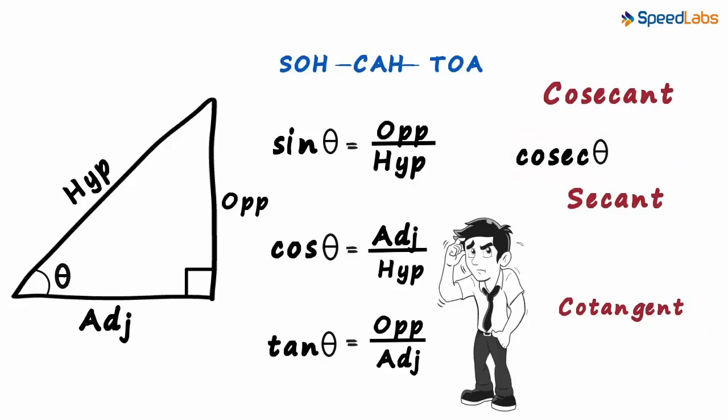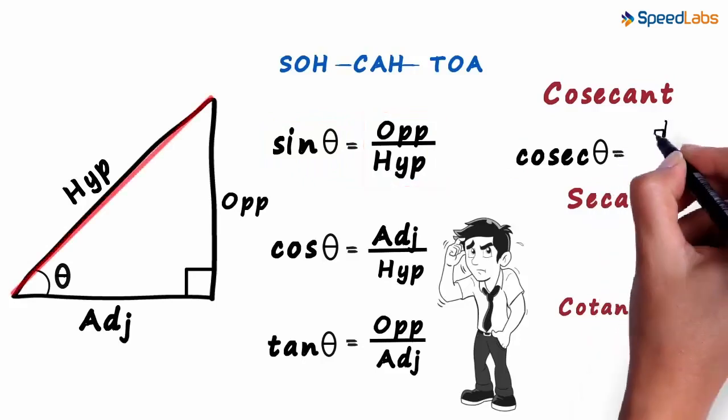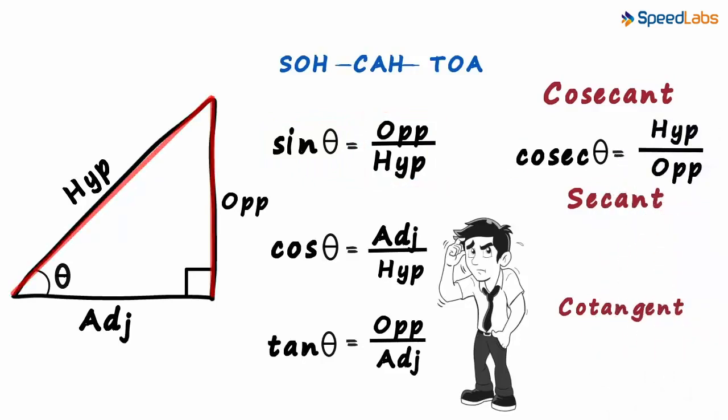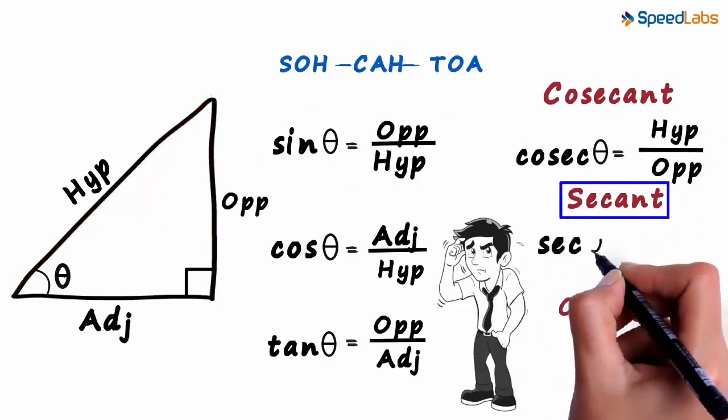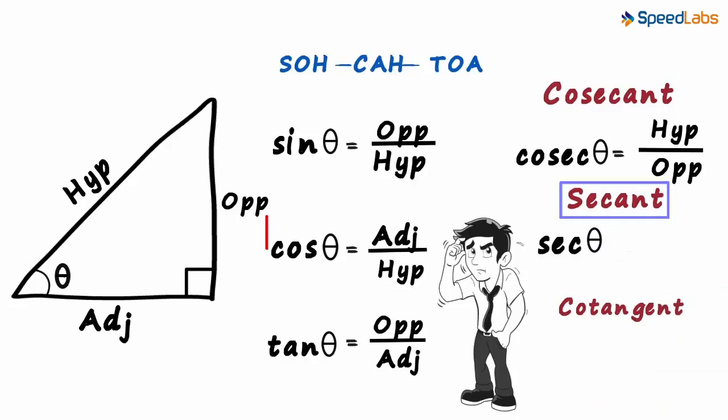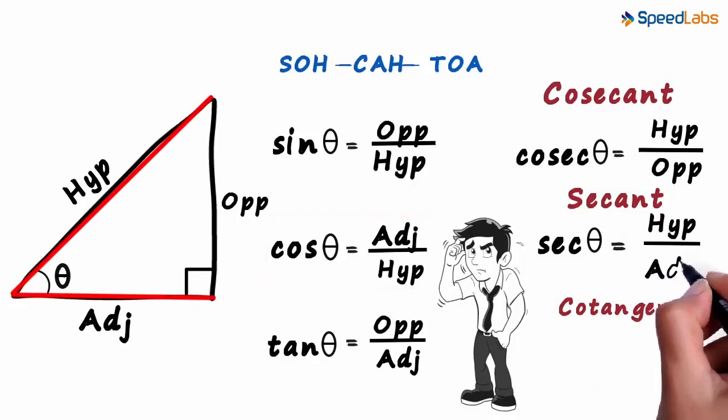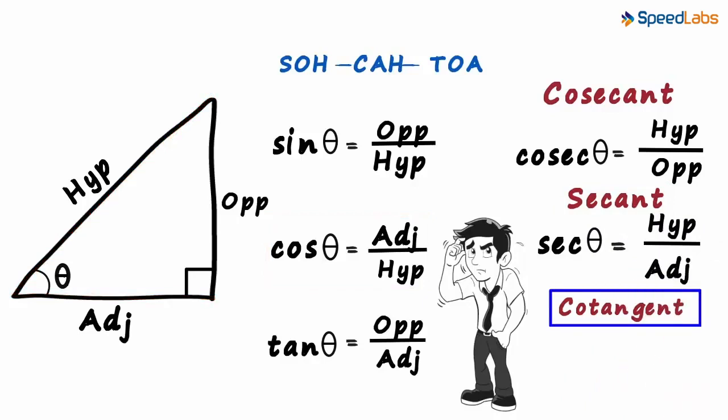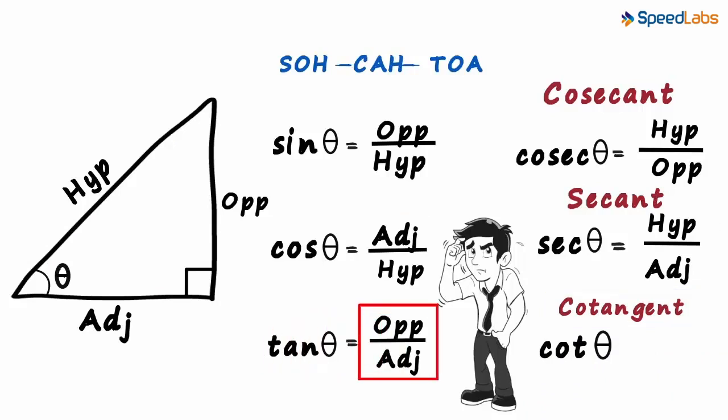The formula is simple. It's the reciprocal of sine theta. Sine theta is opposite by hypotenuse. Cosec theta is hypotenuse by opposite. The secant function is written as sec theta. And guess what? That's the reciprocal of cos theta. Reciprocal of cos theta is hypotenuse by adjacent. The cotangent function is written as cot theta. And yes, the cotangent function is also the reciprocal of the tangent function. So it equals the reciprocal of opposite by adjacent, which is adjacent by opposite.